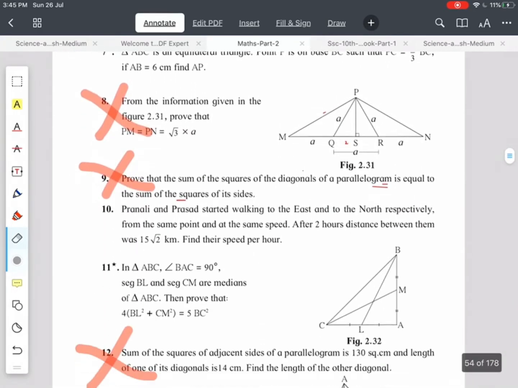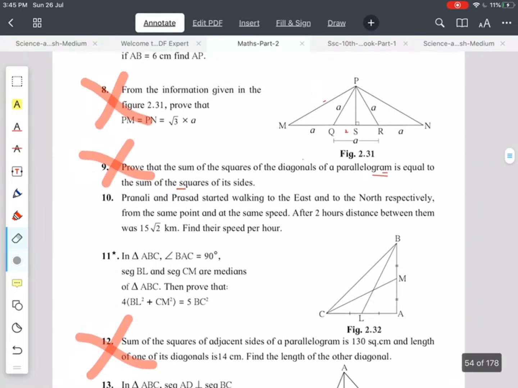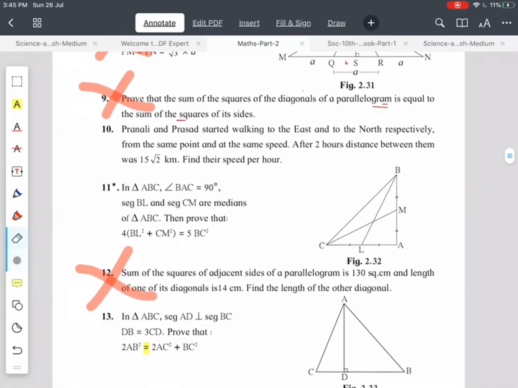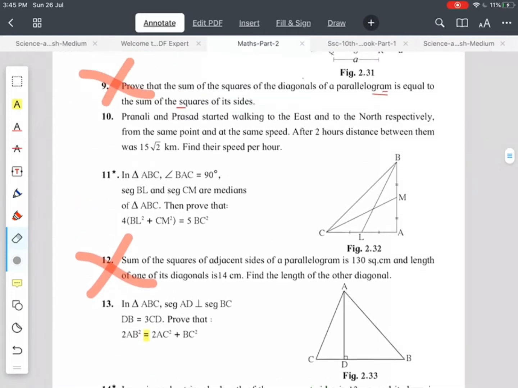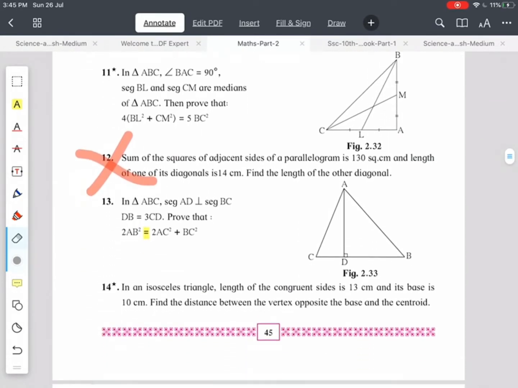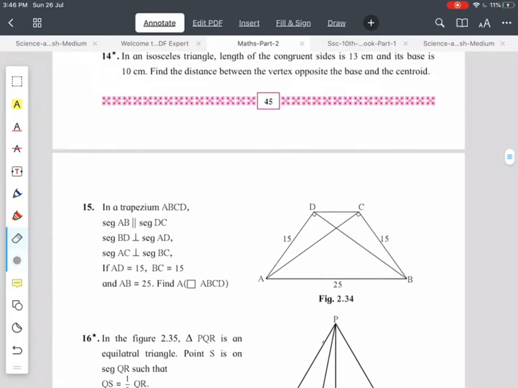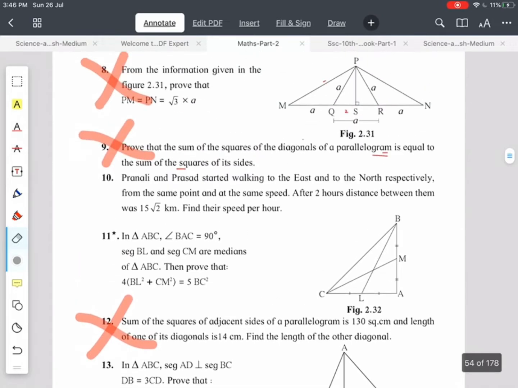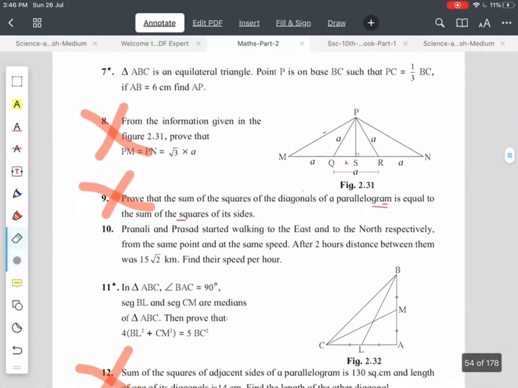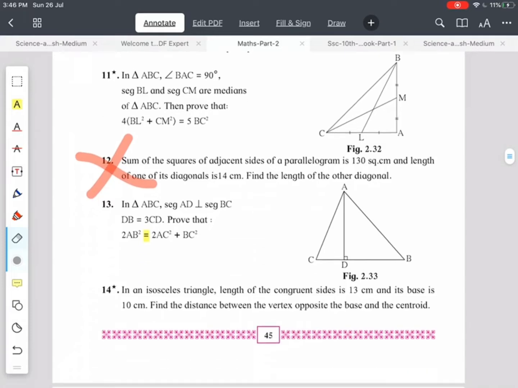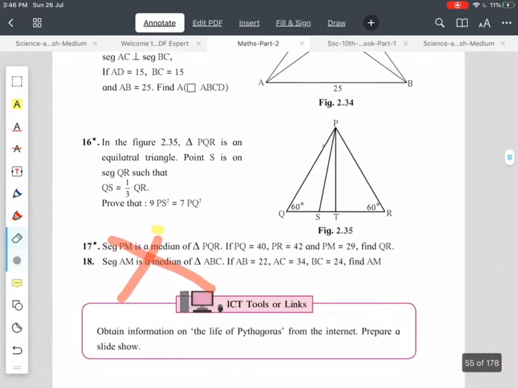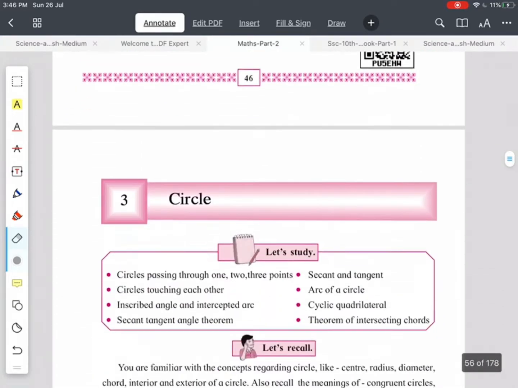Page number 45, the 8th is not there. The 9th and 12th are omitted. 8, 9 and 12 omitted. The 17th and 18th, Apollonius theorem, cancelled. These 17th and 18th are omitted from page number 46. So I made marks with a red pen: 8, 9, 12, 17, 18 omitted from page number 46.